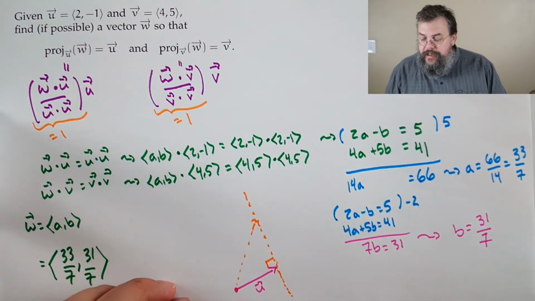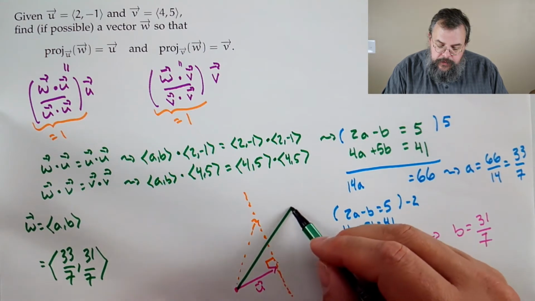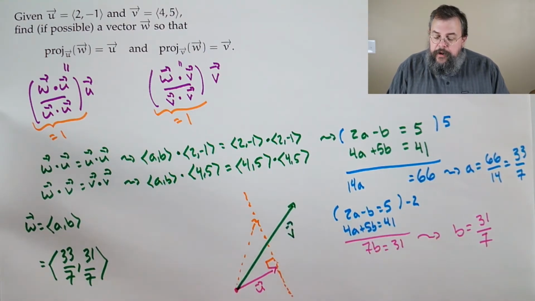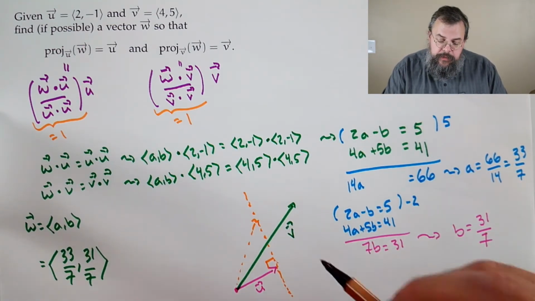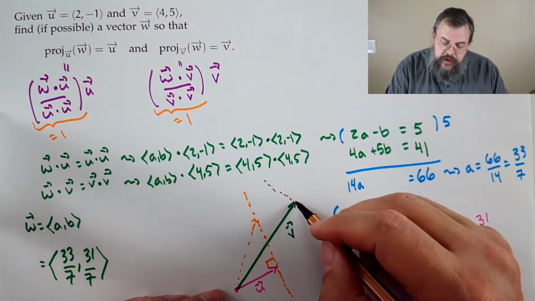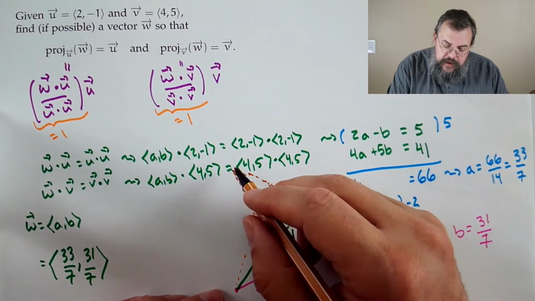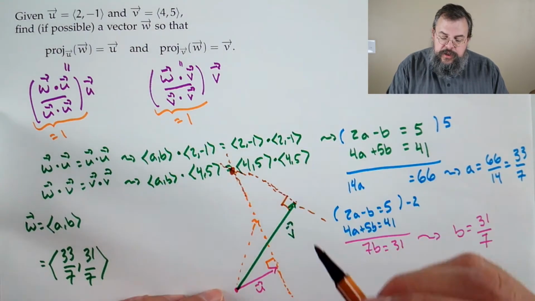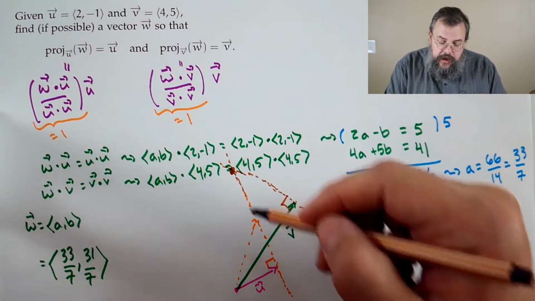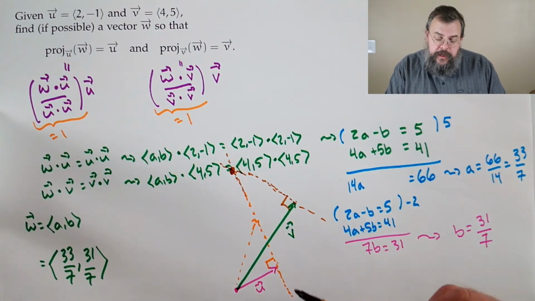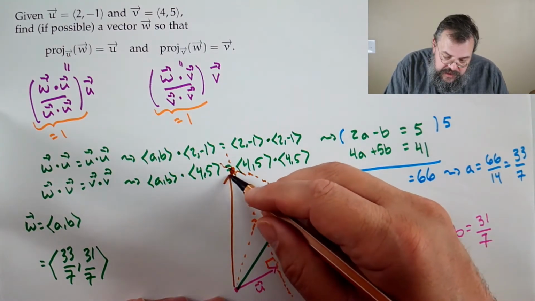Okay, so that's one constraint. But remember, we had a second constraint. We said, well, look, there's this other direction, v. And now, same idea. It also has to be the case that I'm perpendicular here. I'm going to run out of space here, but you can see that there's this common point of intersection. That's where we're going to have a vector that would project onto u when we ask what's the projection of u, and project onto v when we ask what happens with v. And so that intersection, that's what we're after.